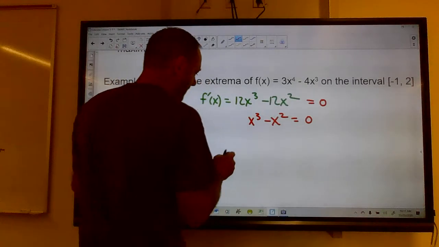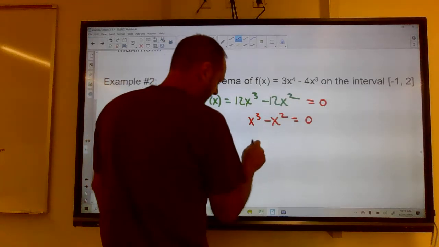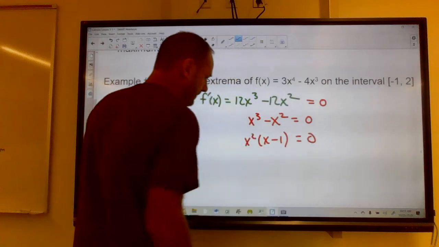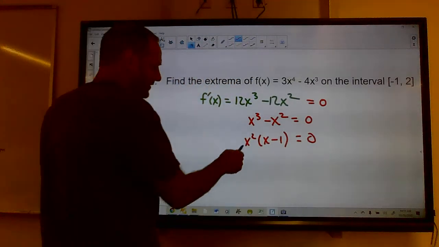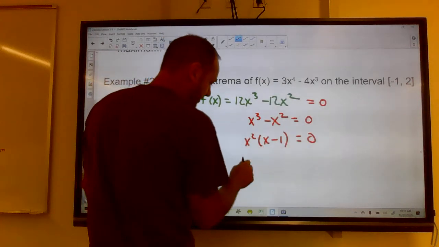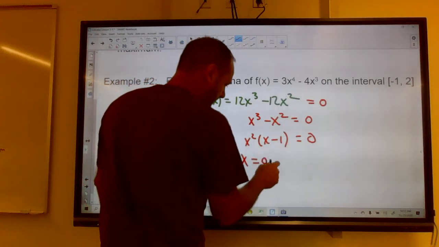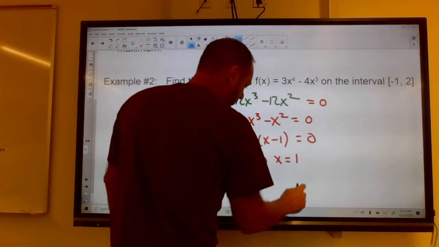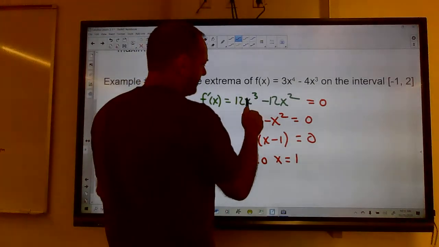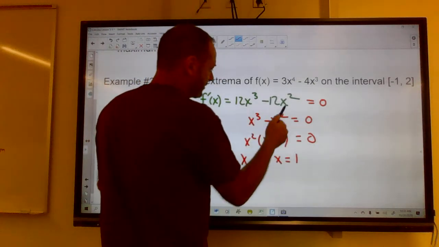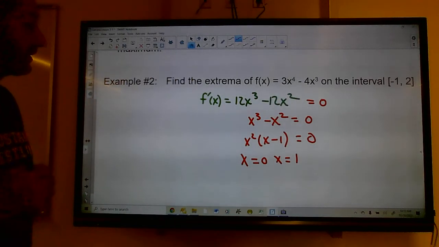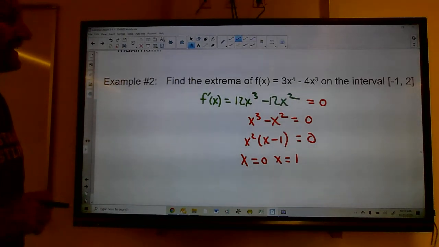And obviously, let's see, we can factor out an x squared. And now this tells me that since this times this equals 0, either this is 0 or this is 0, so x is 0 or x is 1. All right, if I plug either one of those into here, 0 minus 0 is 0, and 12 minus 12 is 0. So this thing has 2 critical points, but it also has critical points at the endpoints.